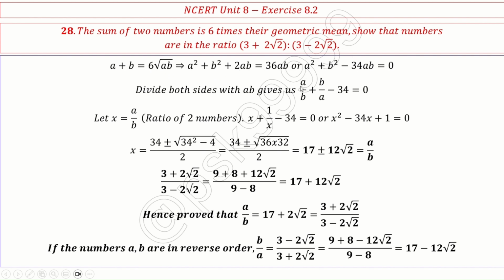Okay, now I need a ratio of those numbers, right? So a by b I need. So I will divide this expression with ab. Then what I will get is a by b plus b by a minus 34 equal to 0. If I consider the ratio of two numbers as x, a by b equal to x, then it will become x plus 1 by x minus 34 equal to 0. So I get a quadratic equation x square minus 34x plus 1 equal to 0.